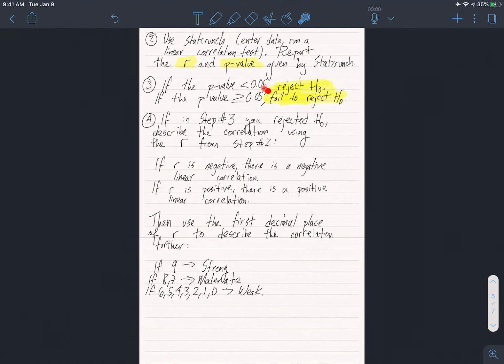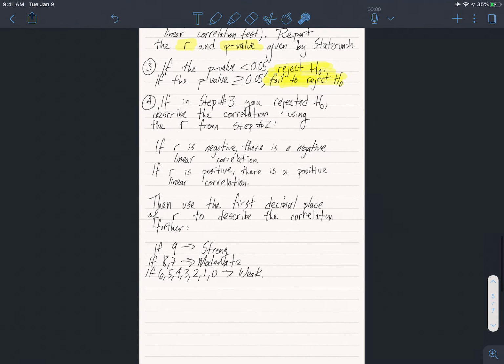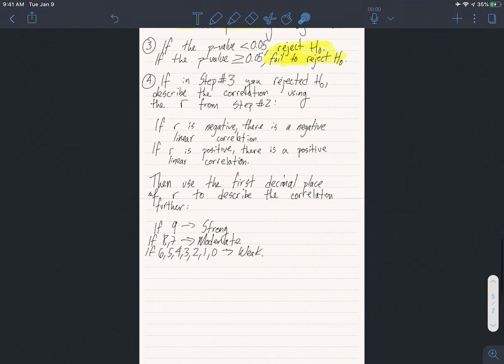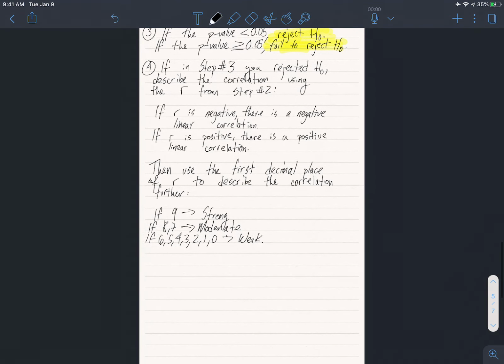If in step 3 you ended up rejecting, which means you did say they are correlated, well then you should describe it. Tell me what kind of relationship we have. And that's why you need that R value from step 2. If R is negative, say the correlation is a negative linear correlation. If R is positive, it's a positive linear correlation. Going further, if that first digit of R after the decimal place is a 9, you can say it's strong. 8 or 7, say moderate. Any other number, you can say it's weak. And that's it for testing correlation.